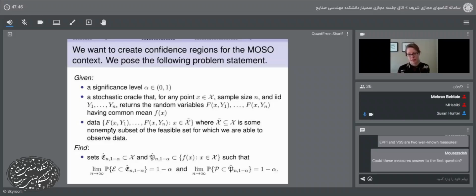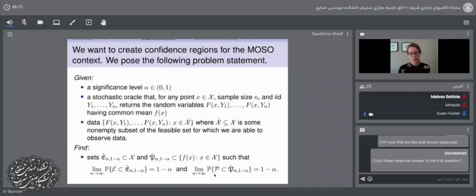And we have data. So we have, for some non-empty subset of the feasible set, which we observe data, we're able to get these data points. Now we want to find a set that is a subset of the decision space and a set that is a subset of the objective space, such that in the limit, the efficient set is a subset of that set with probability 1 minus alpha, and the same in the decision space.